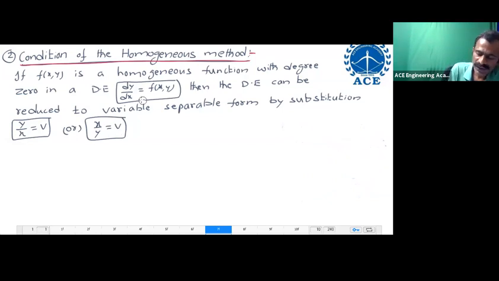But the differential equation may not always be in the form of dy by dx equal to f of x comma y. Sometimes the equation may be in differential form, that is, the m dx plus n dy form also. For that also we have the same condition, as a note point.